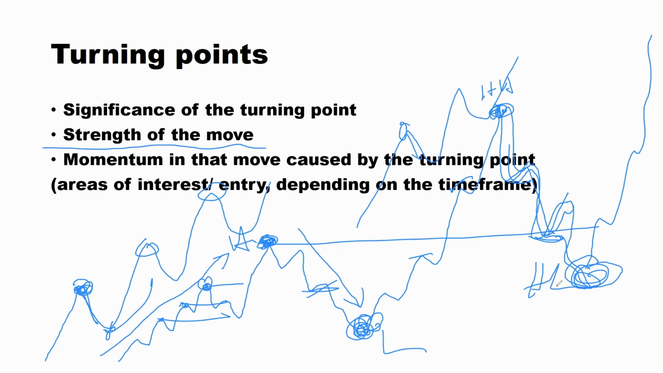And why is it a higher low? Because it is higher than this previous low. And why is this one a higher high? Because it is higher than this previous high here, right?